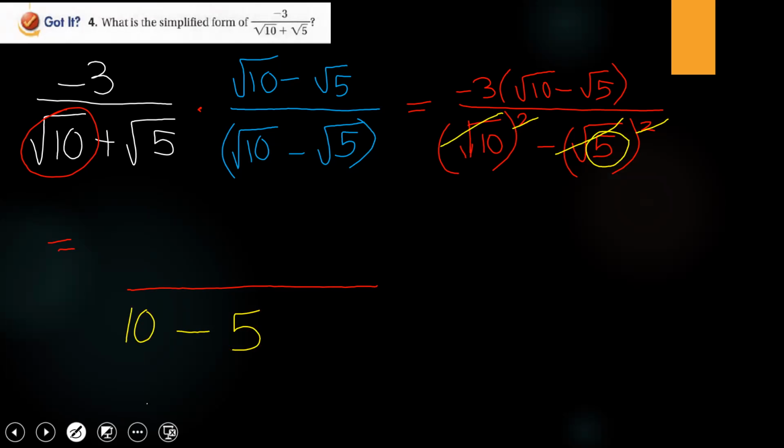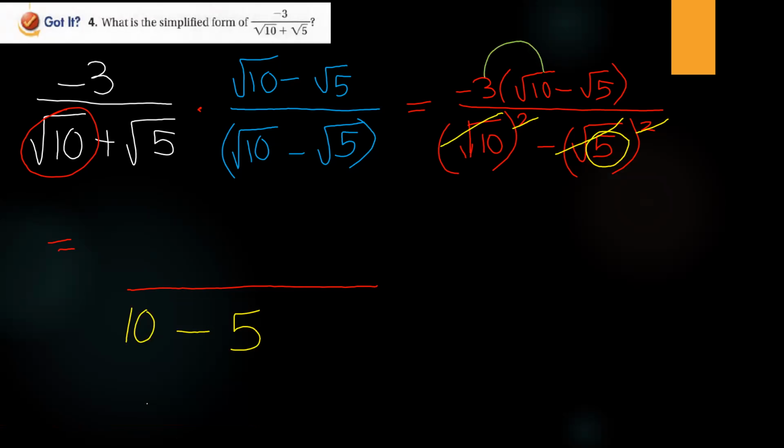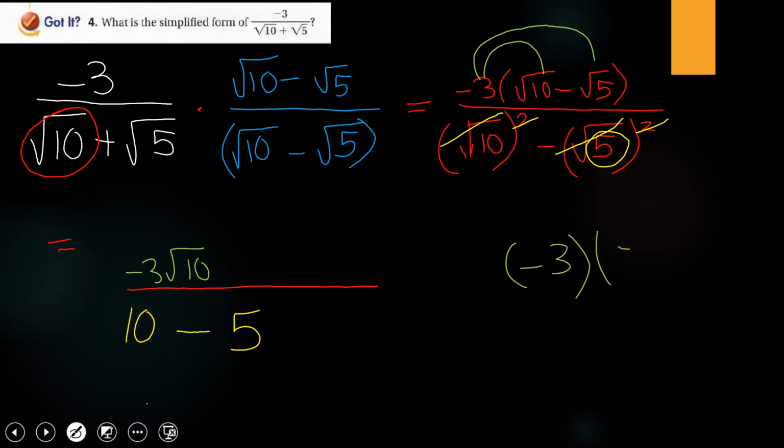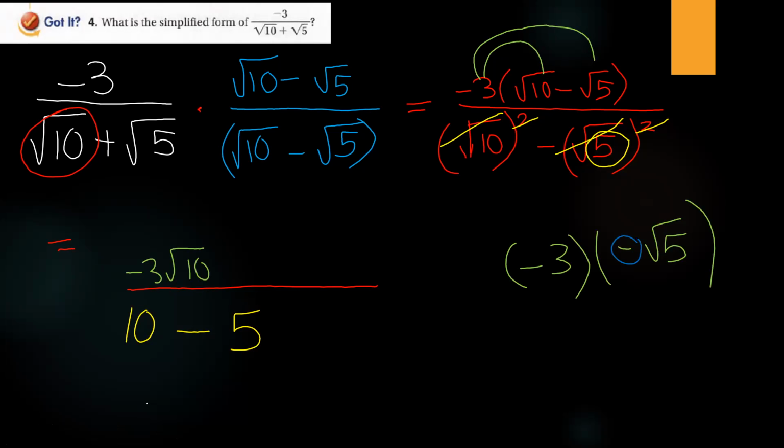Now let's come to the numerator here. In the numerator, what do we have to do? We have to use the distributive property. So let's say it is minus 3 times square root of 10, and minus 3 times negative square root of 5. We say that negative times negative is positive. 3 square root of 5.